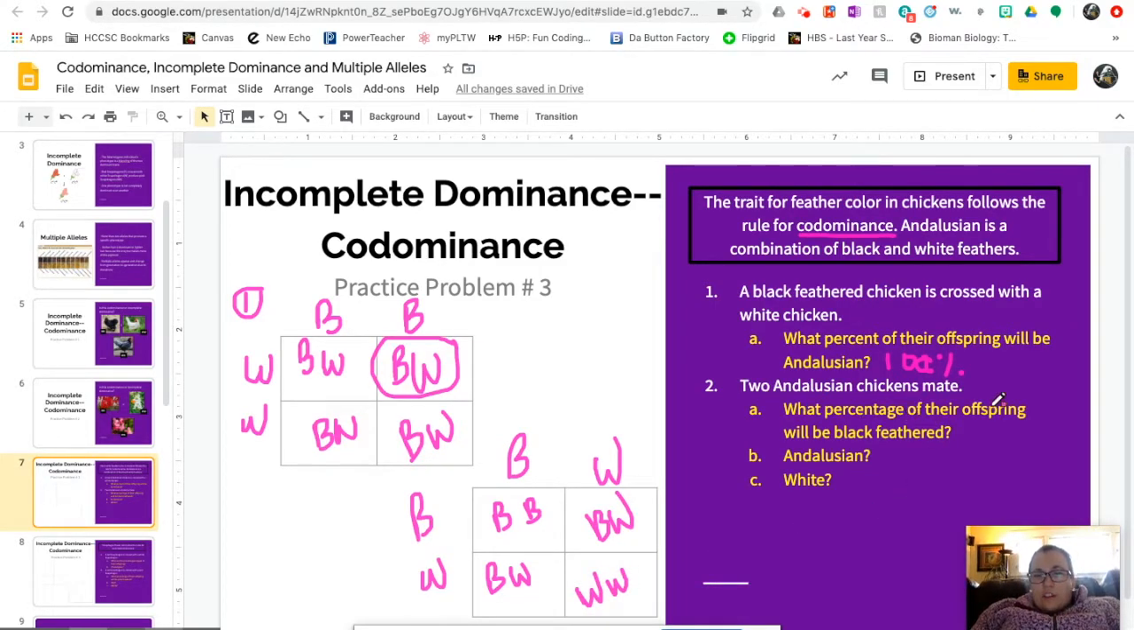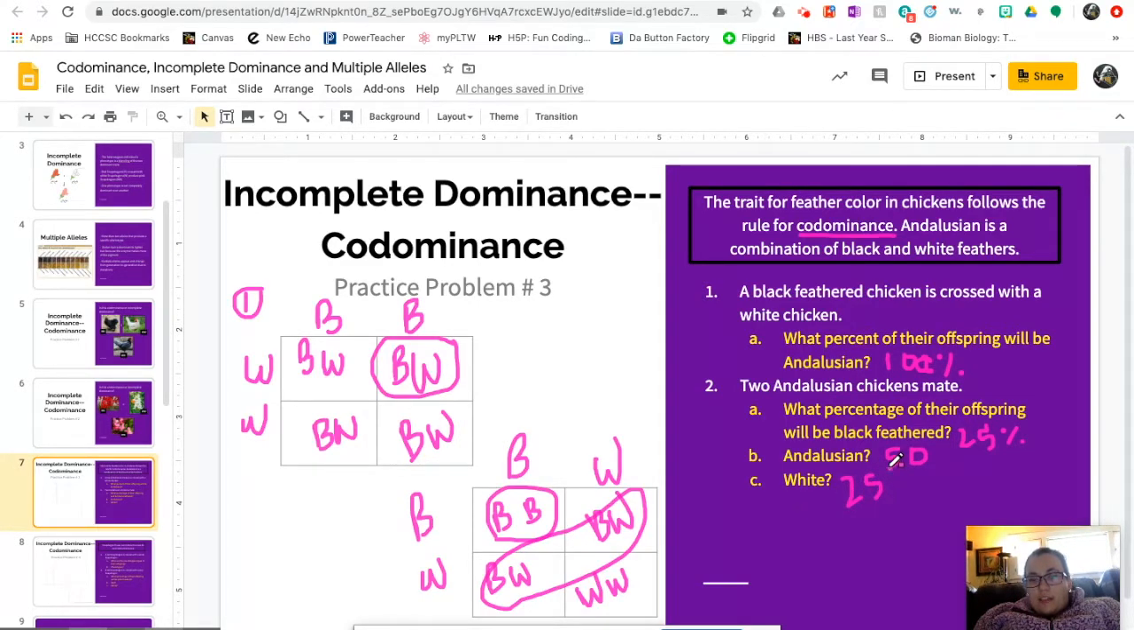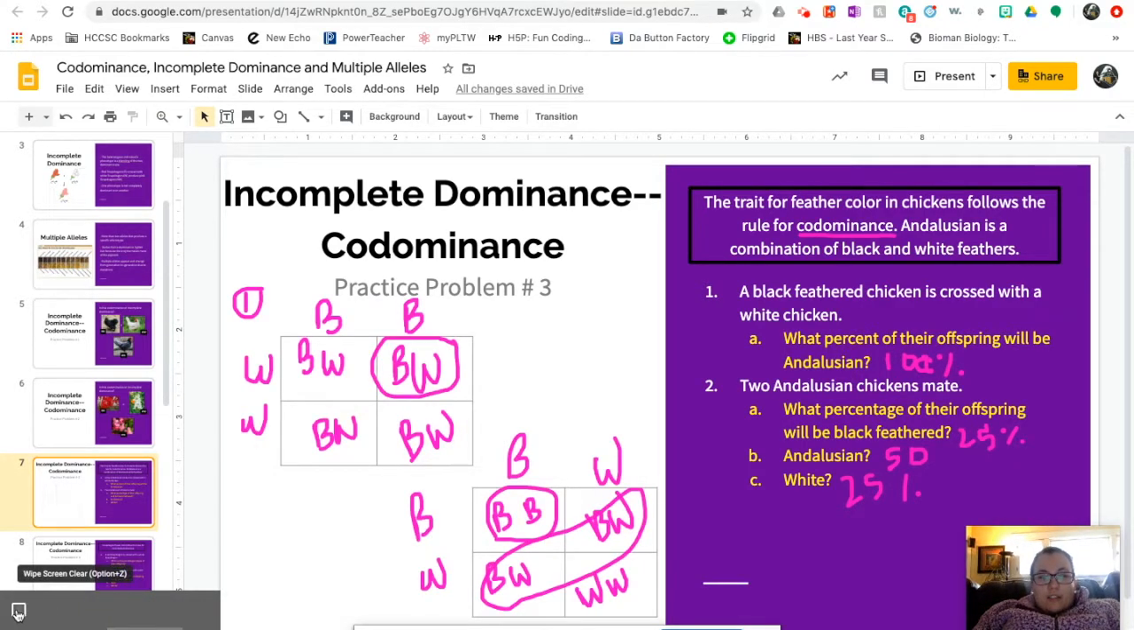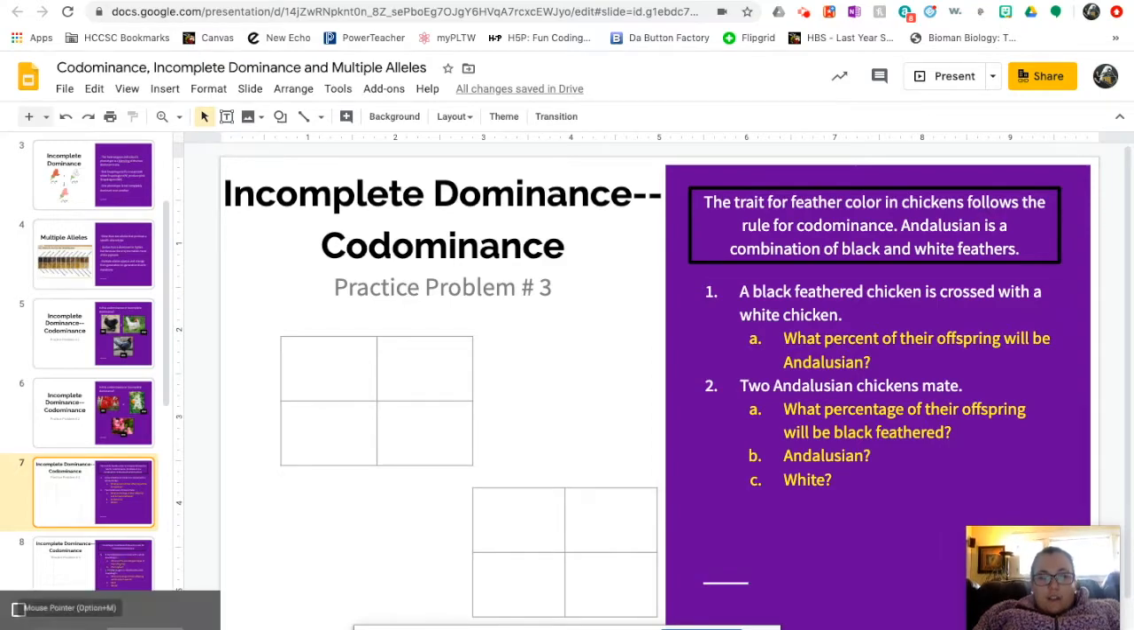What percentage of their offspring will be black feathered? Black is big B, so that's 1, which is 25%. Then Andalusian are these two, so that's going to be 50%. And then white is going to be 25% again. It's nice because you just assign letters, you know they're going to be capital, and then just fill out your Punnett square like normal. Let's try another one on the next slide.